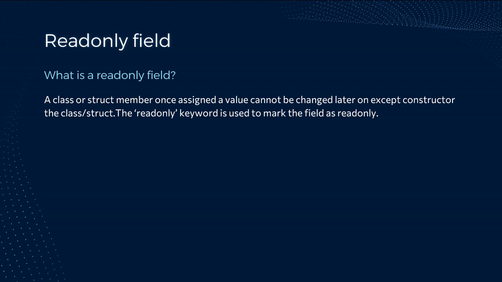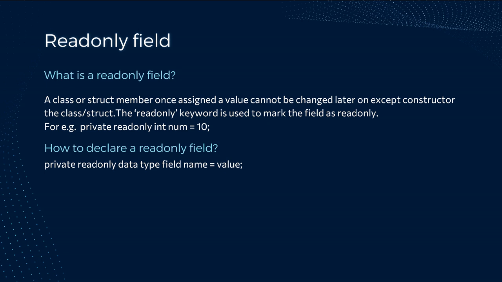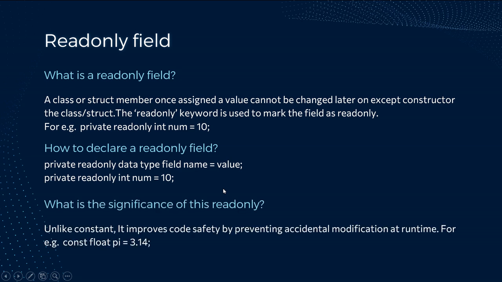Here the readonly keyword is used to mark the field as read-only. Now you can see here: private readonly int num equal to 10. So this is the declaration part. You need to give the access modifier, that is private, because access modifiers are used in either a class or struct. That again I will discuss in later videos. So the access modifier, that is private, and then we have readonly. This is the keyword that makes the field read-only, and then we have the data type, the field name or variable name, equal to whatever value you want to assign. So here you can see the example: private readonly int num equal to 10.